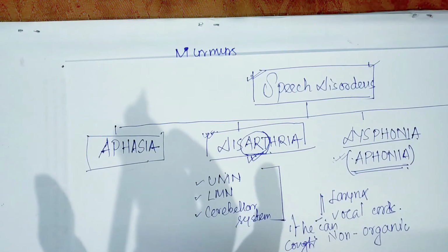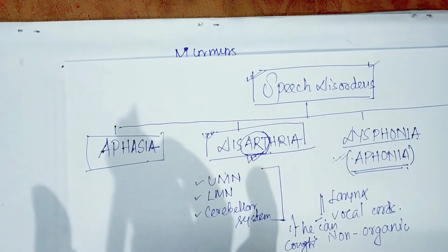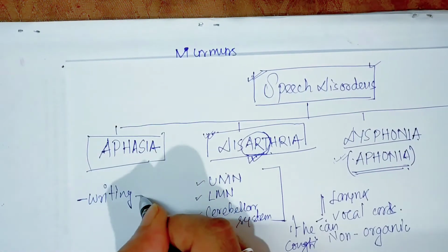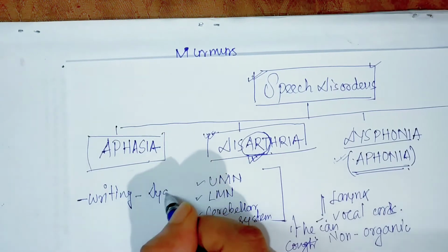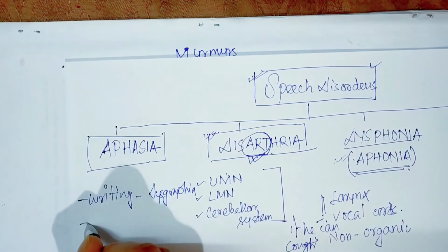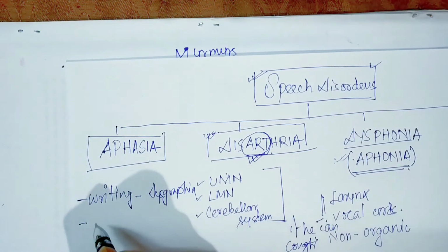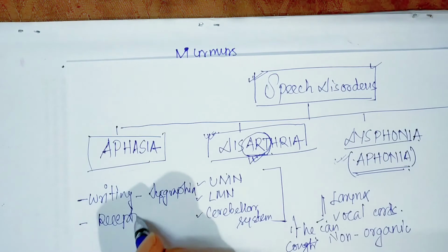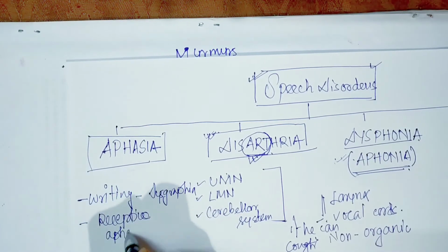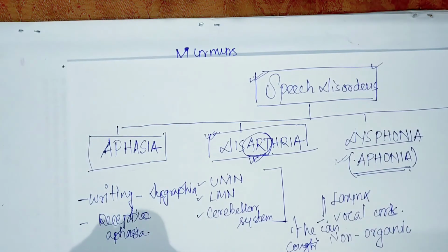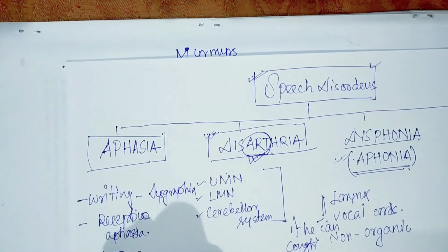Okay, so aphasic states also include disturbances of writing. What do we call them? We call them dysgraphia. And if they fail to comprehend the spoken word, we call this receptive aphasia. And if they cannot comprehend the written words, then we call them dyslexia.